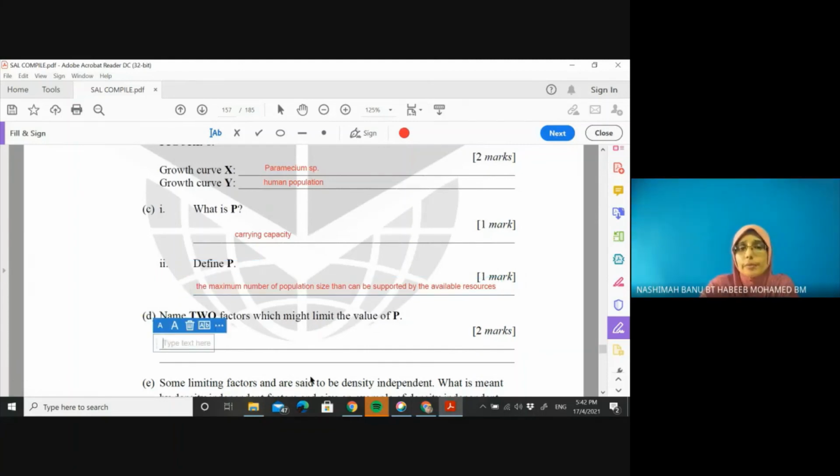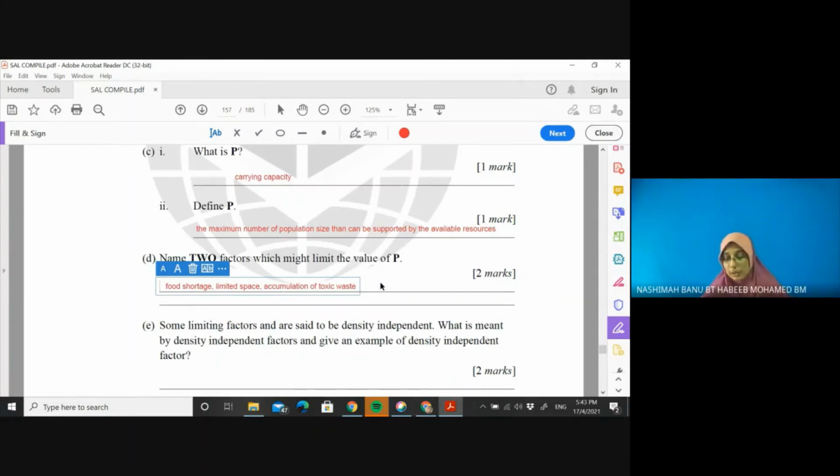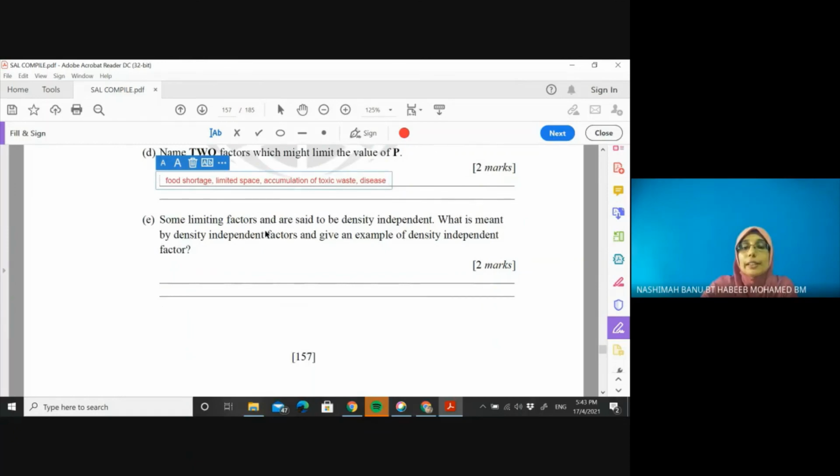Two factors that might limit the value. So limiting factor kita lah. Mungkin boleh jadi food. Kat sini mungkin kita boleh tambah sebab ada human kan, so maybe disease. Some limiting factors are said to be density independent. Tadi saya dah define what mean by density dependent. What is meant by the density independent factor and give an example.